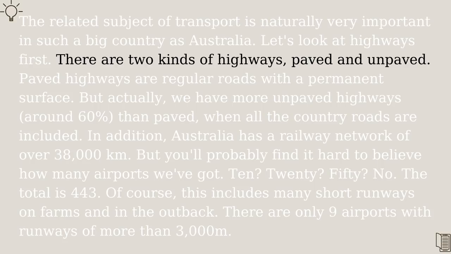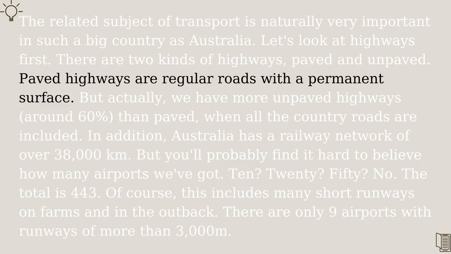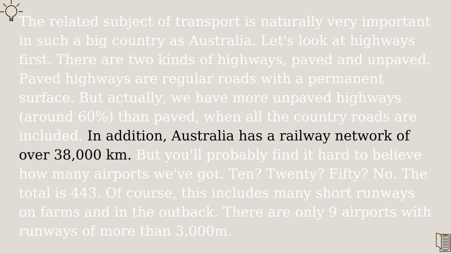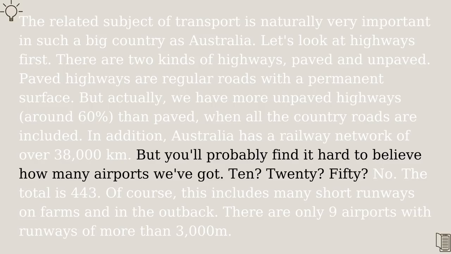There are two kinds of highways, paved and unpaved. Paved highways are regular roads with a permanent surface. But actually, we have more unpaved highways, around 60%, than paved, when all the country roads are included. In addition, Australia has a railway network of over 38,000 kilometers. But you'll probably find it hard to believe how many airports we've got.